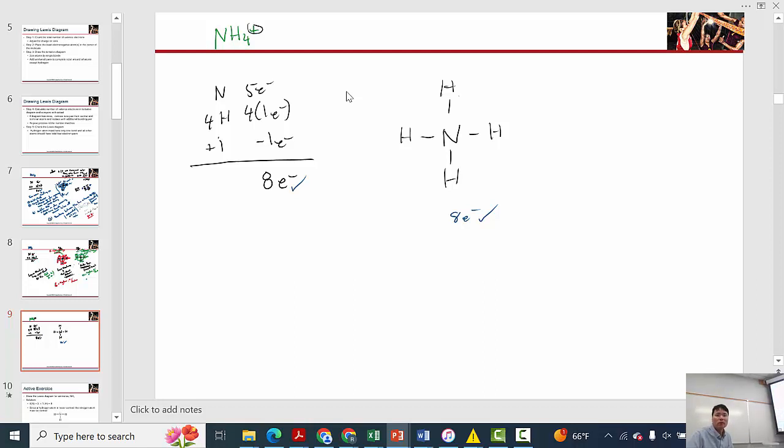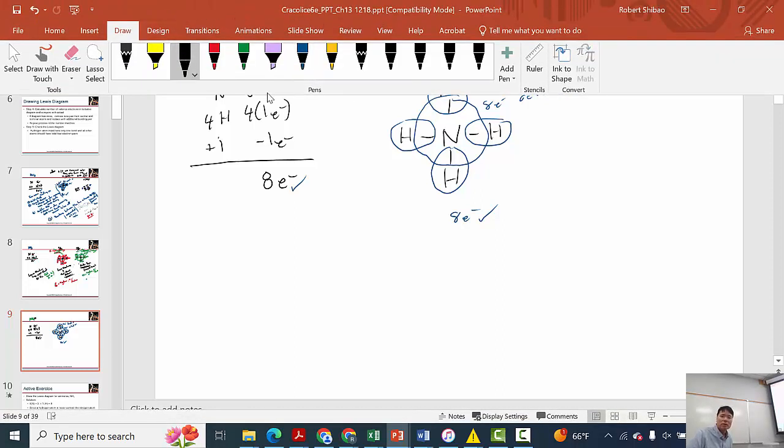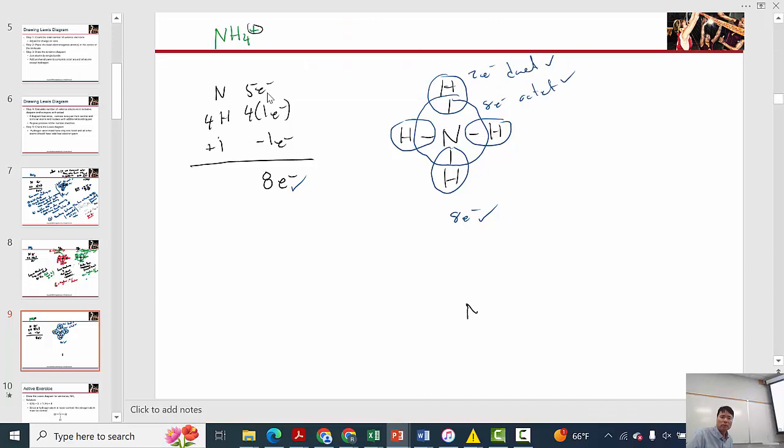We look for the octet and the duets. So nitrogen has an octet, that's good. Hydrogen, we can't get an octet anyway because it's in the first shell. We only end up with a duet. And so this looks good. 2 electrons for the duet, 8 electrons for the octet. All the hydrogens have a duet and the nitrogen has an octet. And so that's good. All right, the next way we count this is we look for a formal charge.